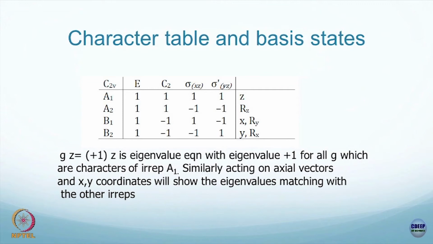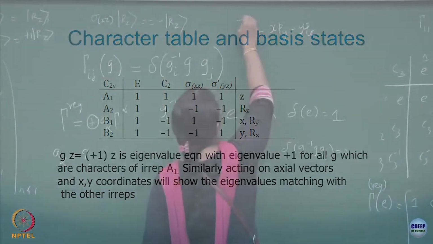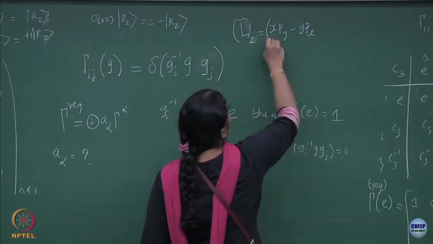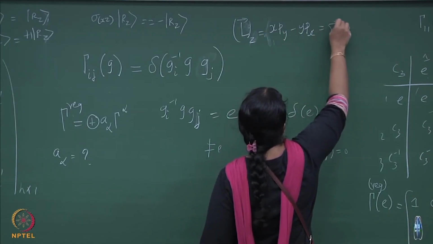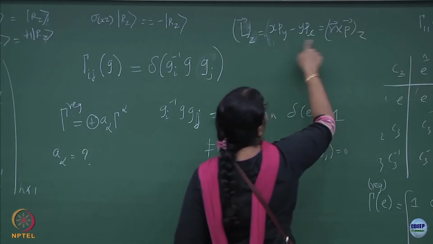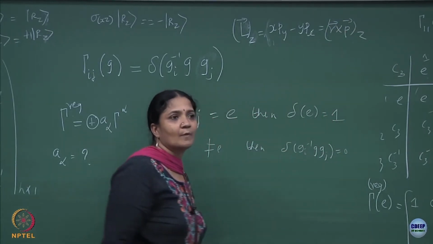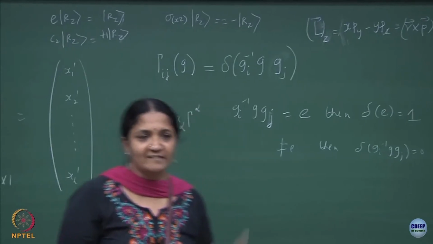Similarly, if I operate sigma yz, again it will be minus by the same argument, but instead of the y it will be the x component which will change. This is r cross p, the z component of the L vector, it is exactly this. Okay. So, that is an axial vector.